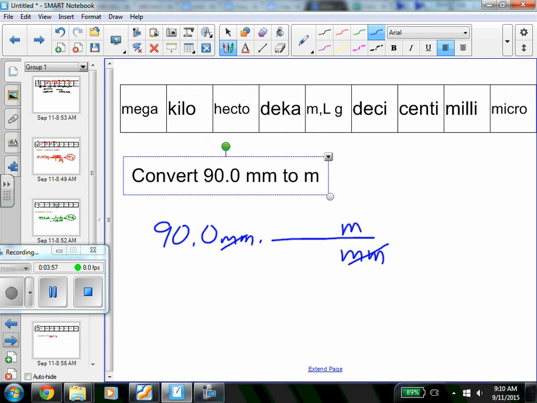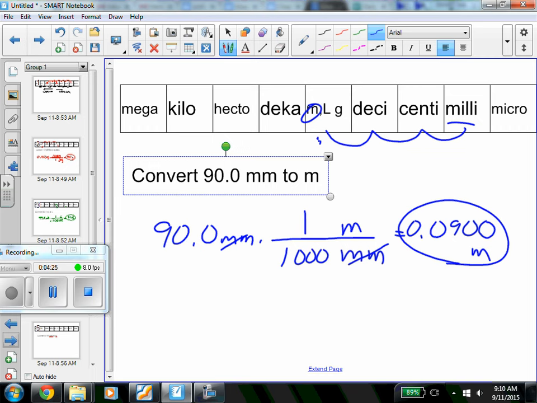Which one's bigger? Meters is bigger, so let's put a 1 there. I know that I have a factor of 10, 100, 1,000 millimeters that fit into a meter. In this case, I'm going to divide, so my answer will be 0.0900, sticking with all our sig figs, meters.